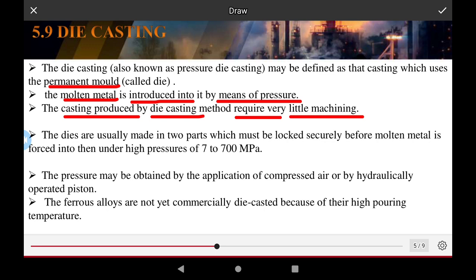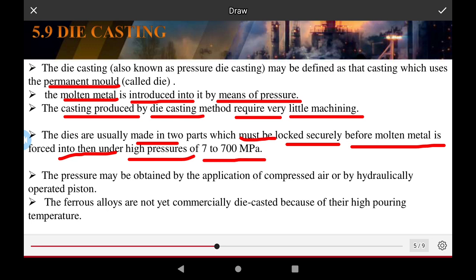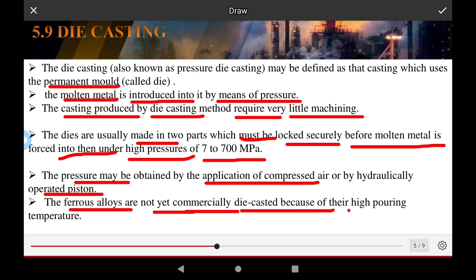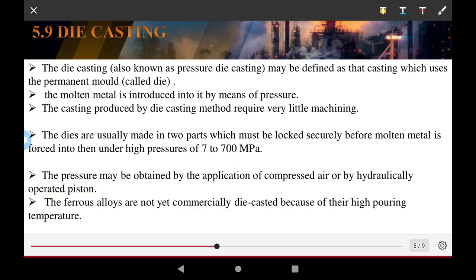Each die is usually made in parts which must be located securely before molten metal is forced into the runner at high pressure, 0.7 to 700 megapascal. The pressure may be obtained by the application of compressed air or a hydraulically operated piston. Ferrous alloys are not commercially die cast because of their high pouring temperature.